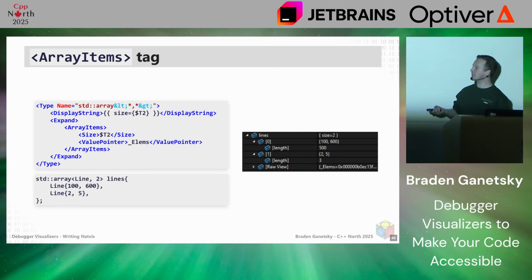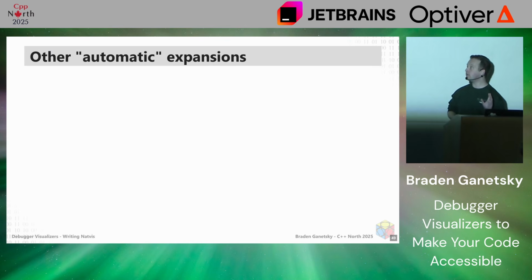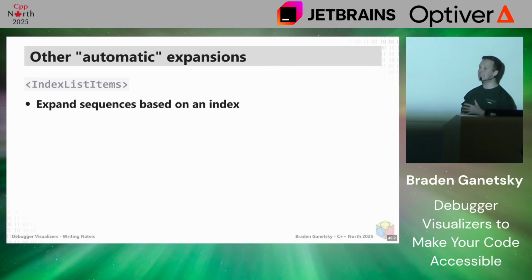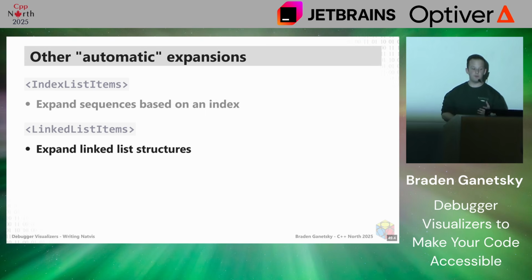And I can expand those, and I can see the lengths. And you also might recognize that. So, it just works. It works recursively. ArrayItems just works. There are a few other automatic expansions that I will name here, but I won't go into them. There's IndexListItems, which is basically if you have an index and some sort of formula by which you can get the object at that index, then this might be for you. If you have a linked list, you may want to be using this.